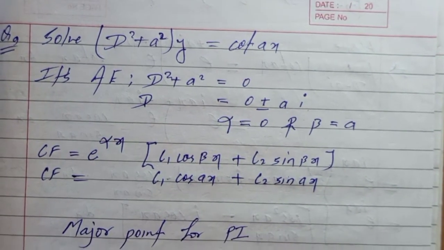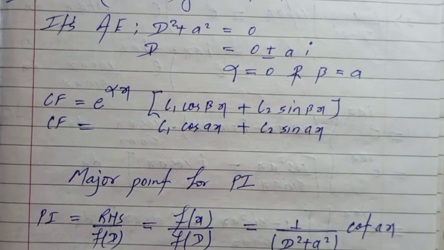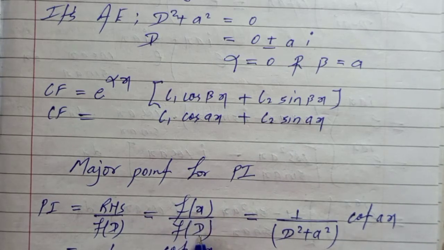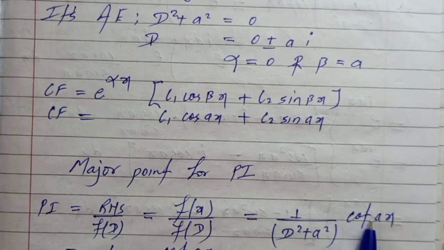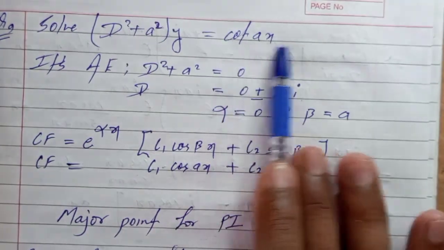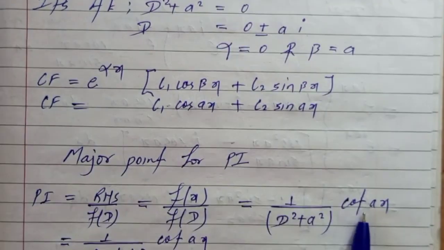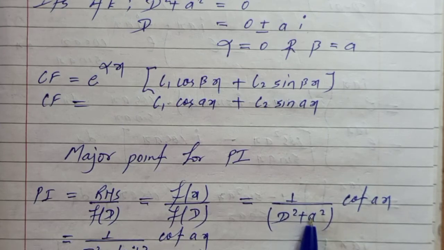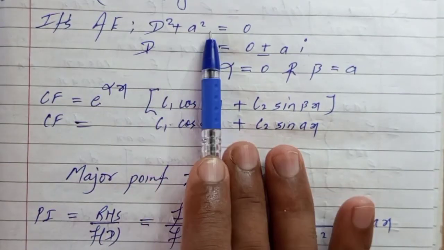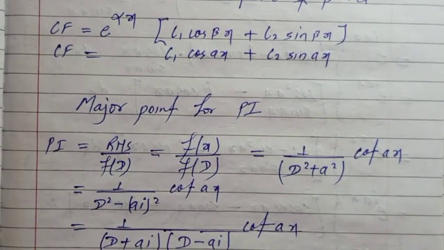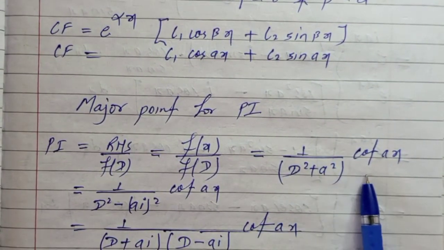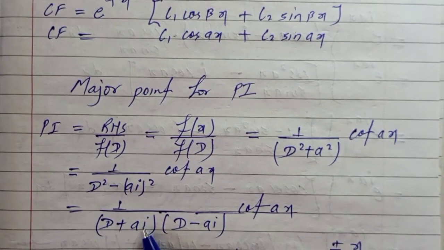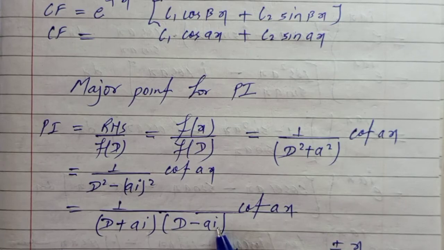Then our next point is for PI. So PI equal to right hand side divided by a function of D, that is function of x divided by function of D, and our function of x is cot ax. So it becomes cot ax divided by function of D, that is D square plus a square, which is from the auxiliary equation. But we know this must be in factorized form, so we introduced minus i here so that we can get our factorized form.